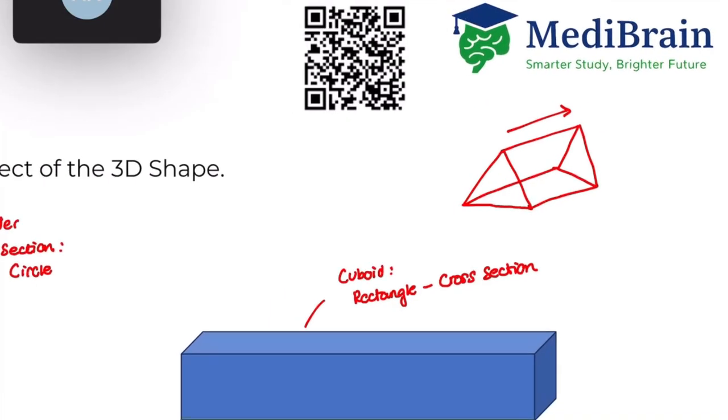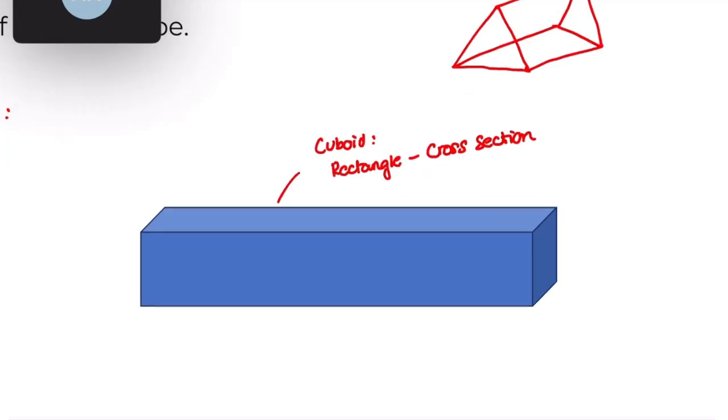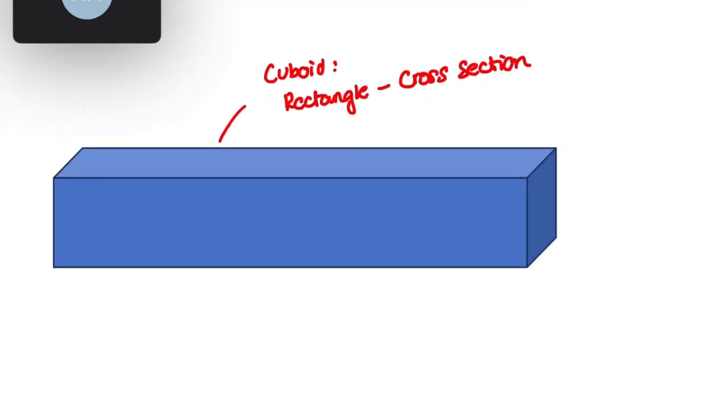Okay, so we got a good question over here. How do you know the cross section is a rectangle and not a square? The cross section for a cuboid can be a square as well. If you look at the cuboid from this angle, from here downwards, you can see a square over here. So the cross section of the cuboid can be a square as well.